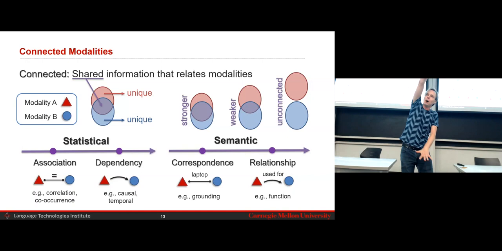So you could go bottom up to try to find correspondence. You will say correlation and co-occurrence is hypothetically a way for me to identify correspondence. Or I could go top down and say, I'm given from human, from data, that correspondence.